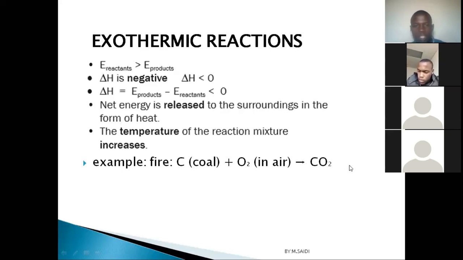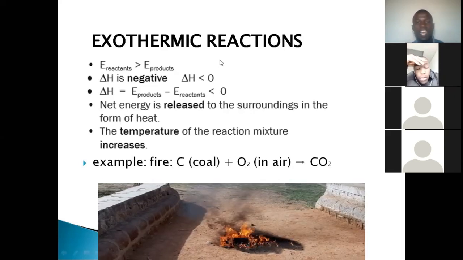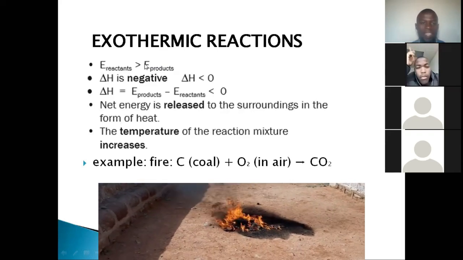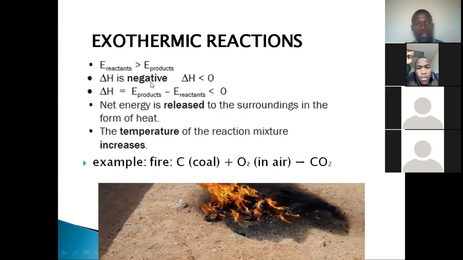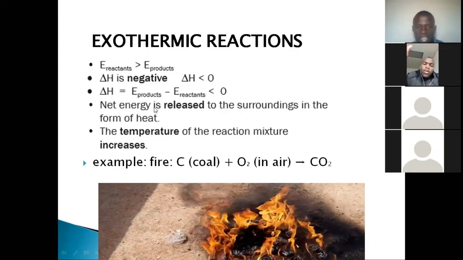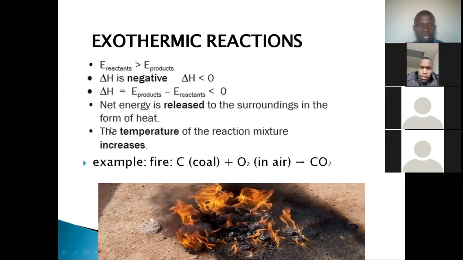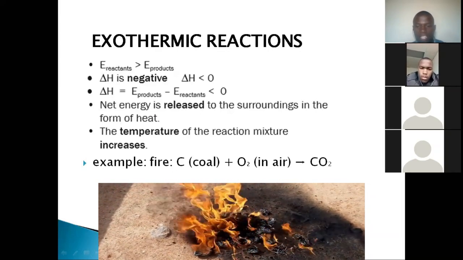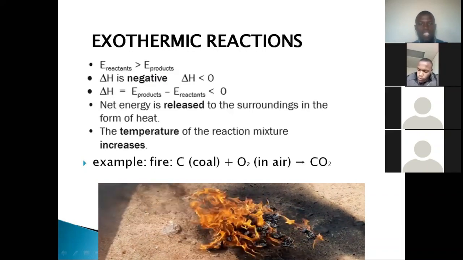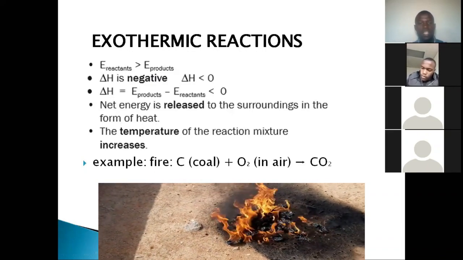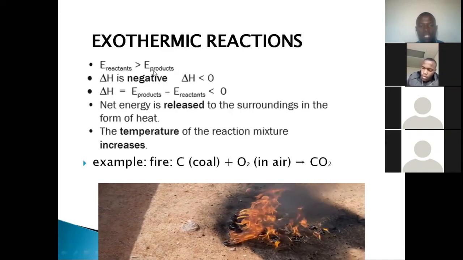So when some energy has been lost as heat, what will happen? The reactants will have more energy, and the products will have less energy. If you subtract products minus reactants, the answer is going to be negative, because the reactants are bigger than the products. And then the enthalpy change is going to be negative. That's why we say that the net energy is released to the surroundings in the form of heat. Some energy has been released to the surroundings, which makes the products have less energy.